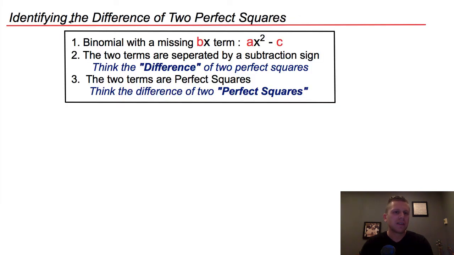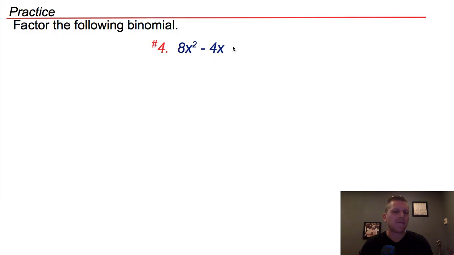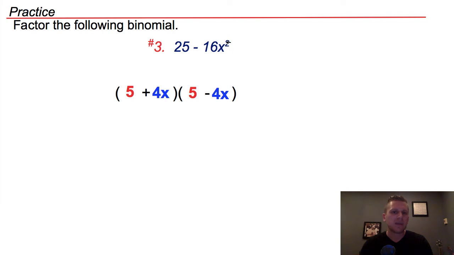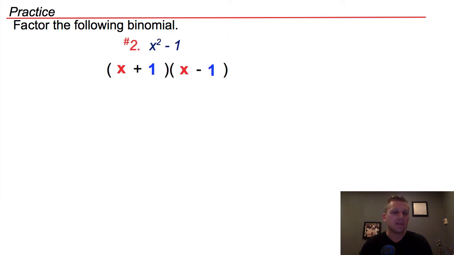Well, the best way to identify when you can use the difference of two perfect squares is to look at the form. You need to have a binomial, meaning two terms, and you need to be missing a bx term. Anytime you have a bx term, like here I have 4x, I cannot use the difference of two squares. Look at the previous examples where I was using it. Notice how there's no term with a variable x.